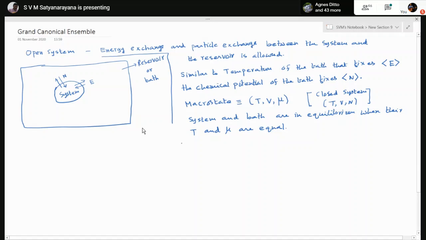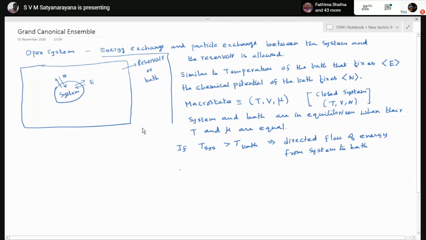Now you can understand that if T system is greater than T bath, what happens? It implies there is a directed flow of energy from system to bath. From high temperature to low temperature, the energy will spontaneously get transferred.